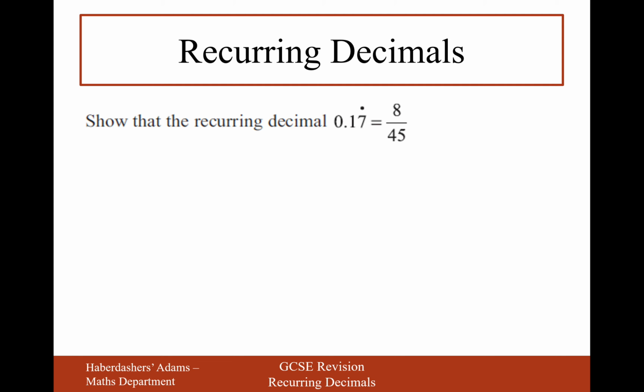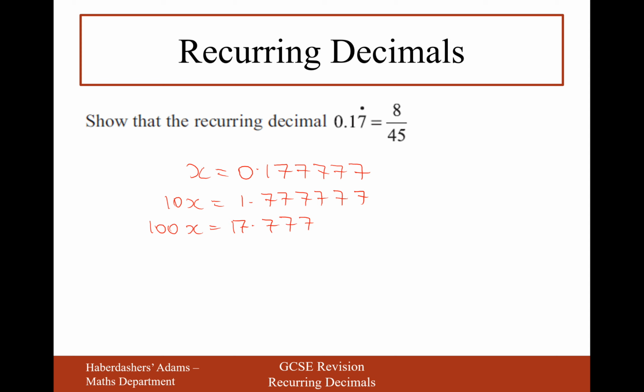Okay, let's move on to the next question, 0.177777. So x equals 0.177777. Let's multiply it by 10, and we get 1.777777. Multiply by 10 again, 100x, and that will give us 17.777777. And now what we have here is the second line and the third line having decimals that perfectly line up.